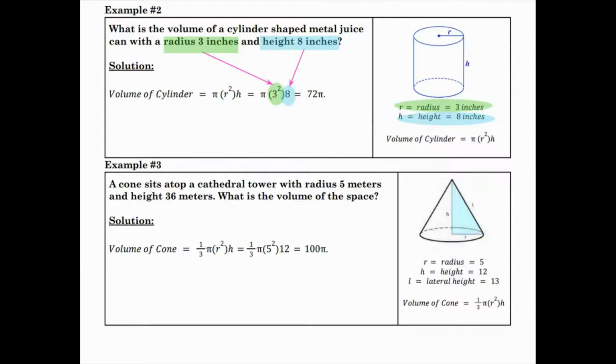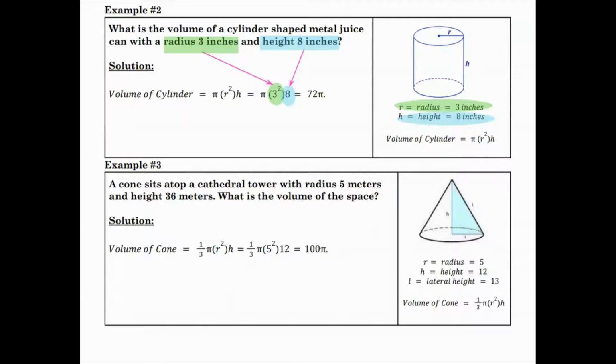Just make sure that you know the formula, pi r squared times the height. And we'll have pi times 3 squared times 8. And 9 times 8 is 72. And the correct answer is 72 pi units of juice that can be contained in the juice can.